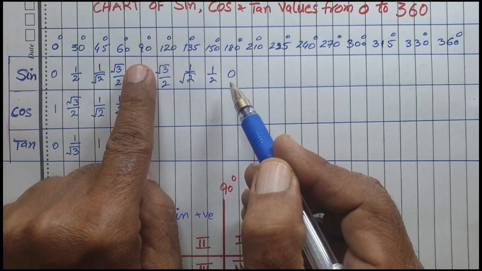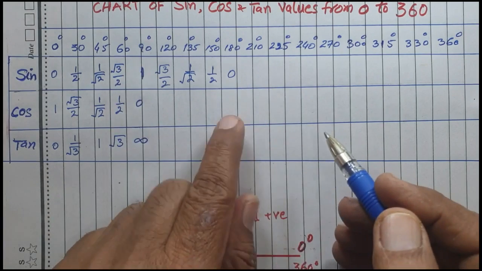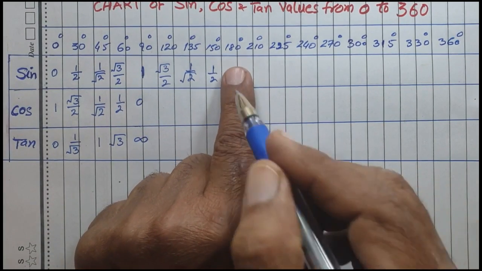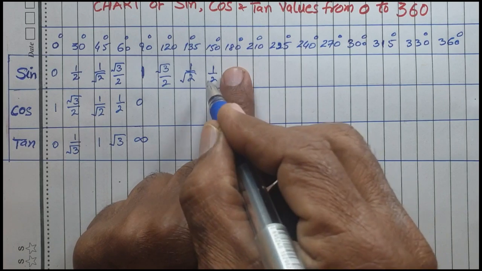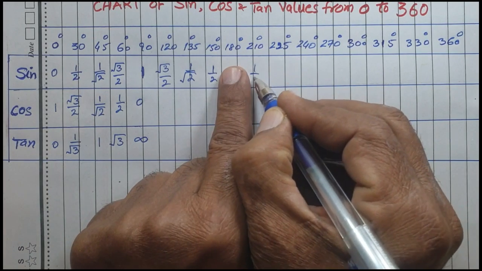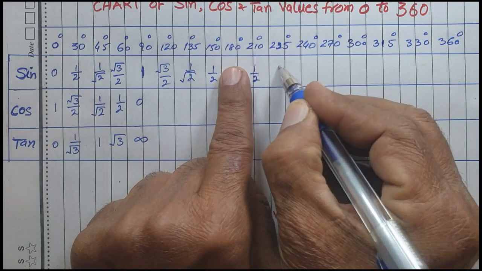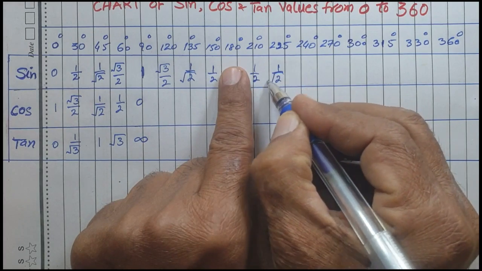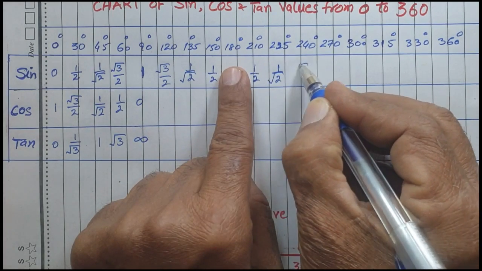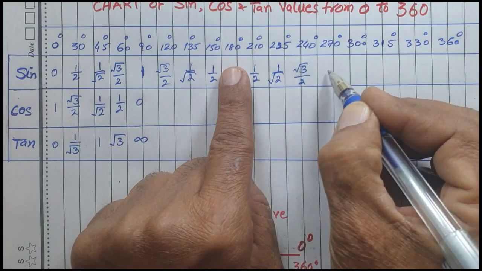We reached 180. In the similar way, it is 1 by 2, 1 by under root 2, under root 3 by 2, and 1.